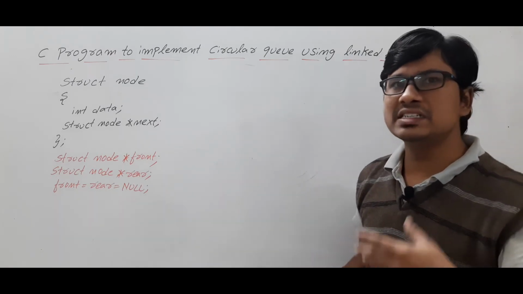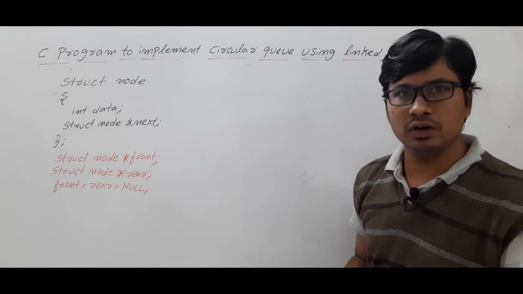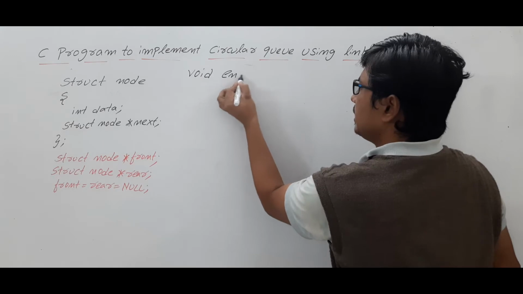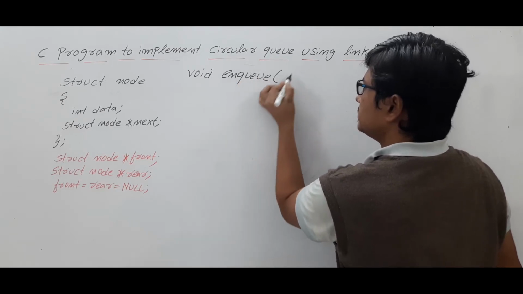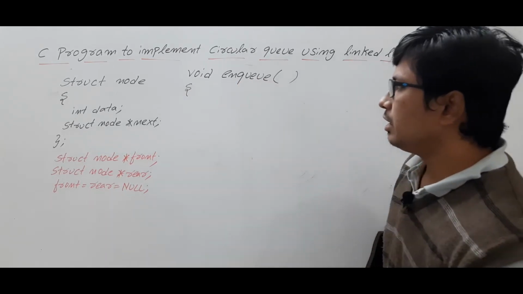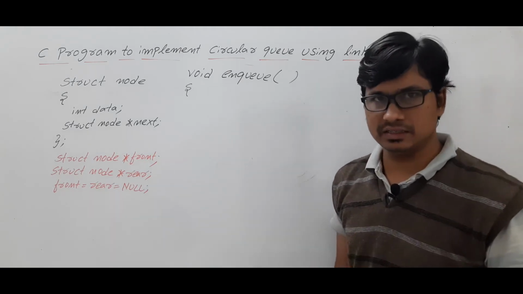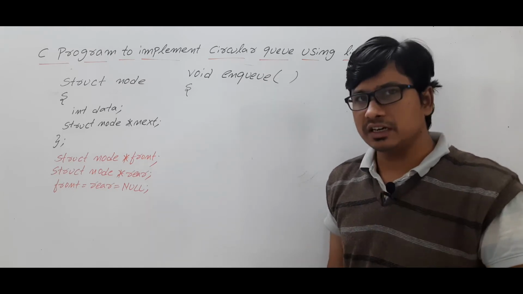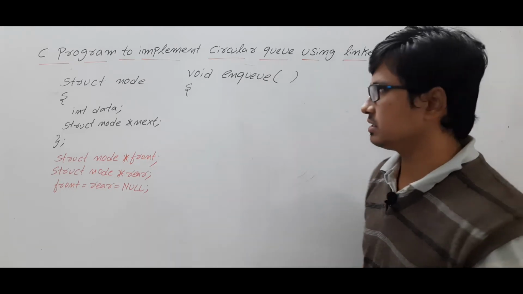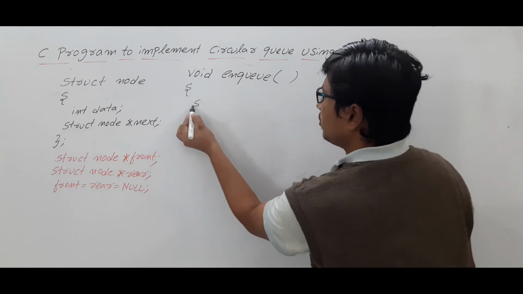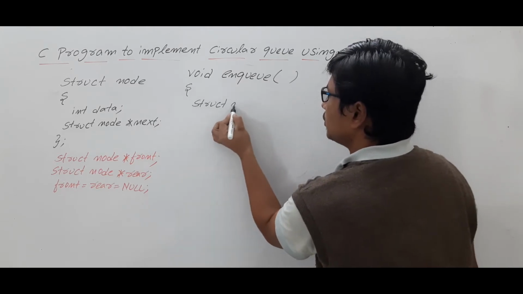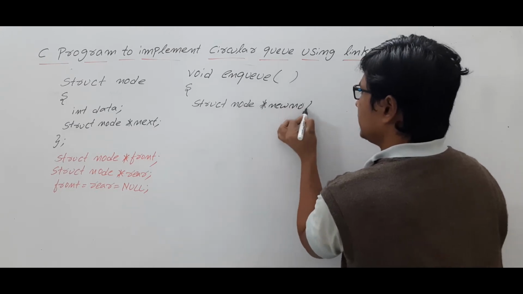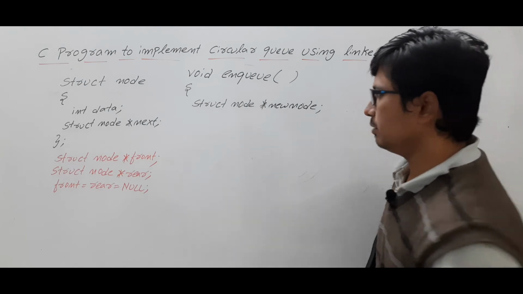What is Enqueue? Inserting an element into the circular queue, we call it Enqueue. So void Enqueue. Is it clear? Now we will have certain cases. If the circular queue is empty, what should we do? If the circular queue is not empty, what we have to do, we will discuss. Before the Enqueue operation, we need to create a new node of struct node type.